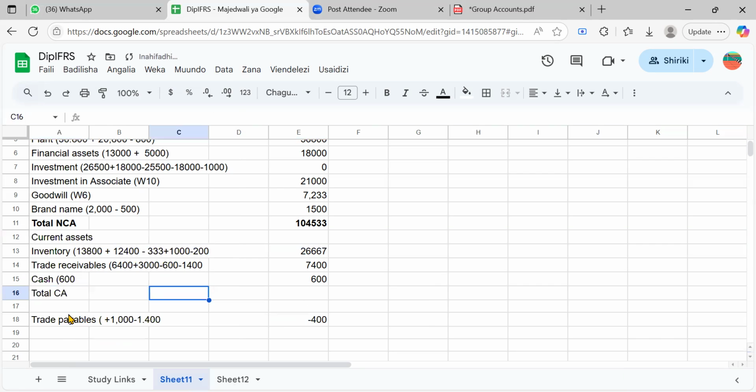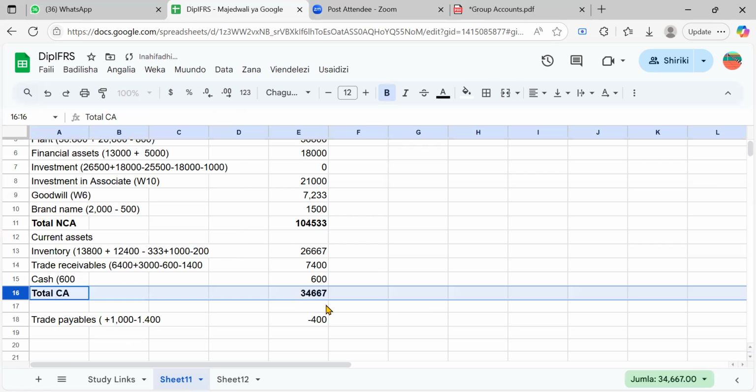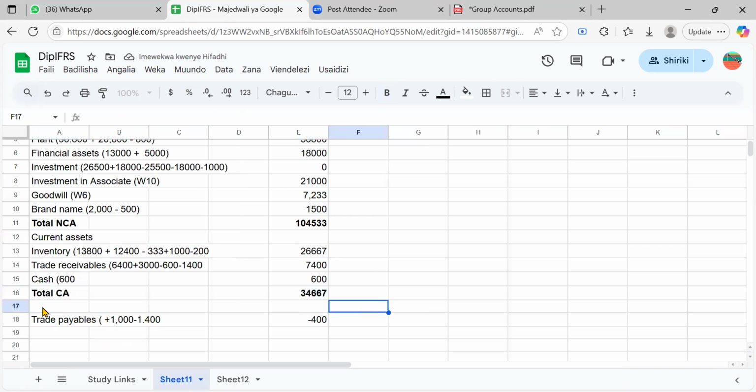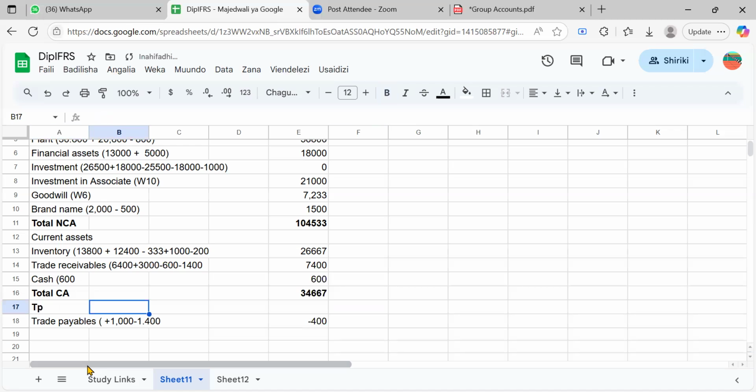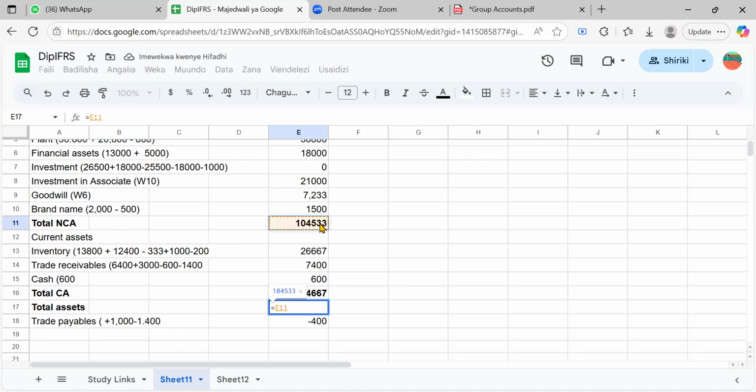Total current assets first. How much should we have as the total current assets? That one, right? Yes. Okay. Let's now get the total assets. So about the total assets, we have to add these two figures: the first one, total non-current assets plus total current assets. We have that one too, right?